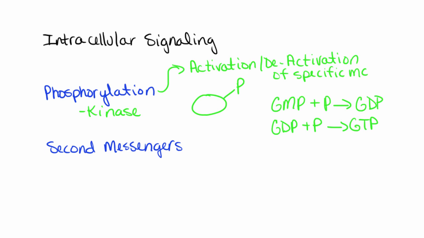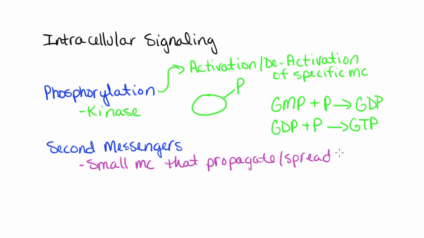Doing this will help to spread the signal, or in some cases it's going to terminate the signal if we're deactivating something. Another group of molecules that gets involved in passing along the signal is what we call second messengers, or sometimes secondary messengers. These are small molecules. We have a few examples of them, but these are small molecules that propagate or spread the signal, spread the message. Many of them are calcium ions. That's a very common one that's used.